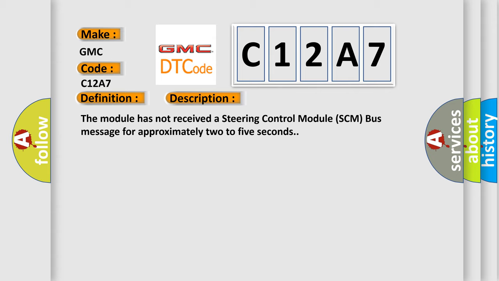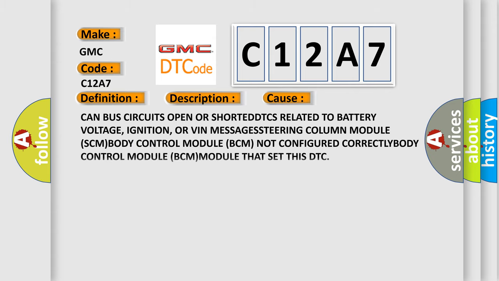This diagnostic error occurs most often in these cases: CAN bus circuits open or shorted; DTCs related to battery voltage, ignition, or VIN messages; steering column module SCM or body control module BCM not configured correctly; body control module BCM module that set this DTC.